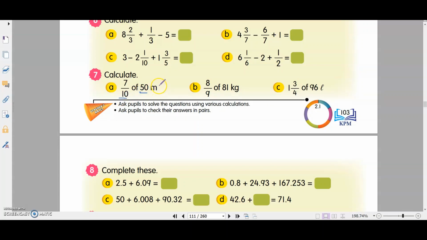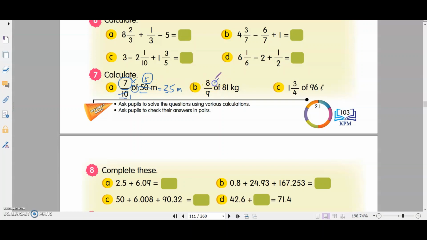So you think about what times table are they in? They are in the 10 times table, right? So you can divide by 10. 10 divided by 10 is 1, 50 divided by 10 is 5. So now you take 7 times 5, then you get 35 meters. When you see the word "of", it means times. We use times for the word "of".